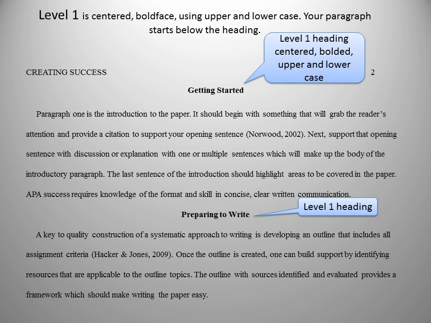So the level 1 headings are centered, they're bolded, the first letters of the words are capitalized, so I'm using both capital and lowercase, and then the body of the information or my paragraph starts right underneath of my level 1 heading.